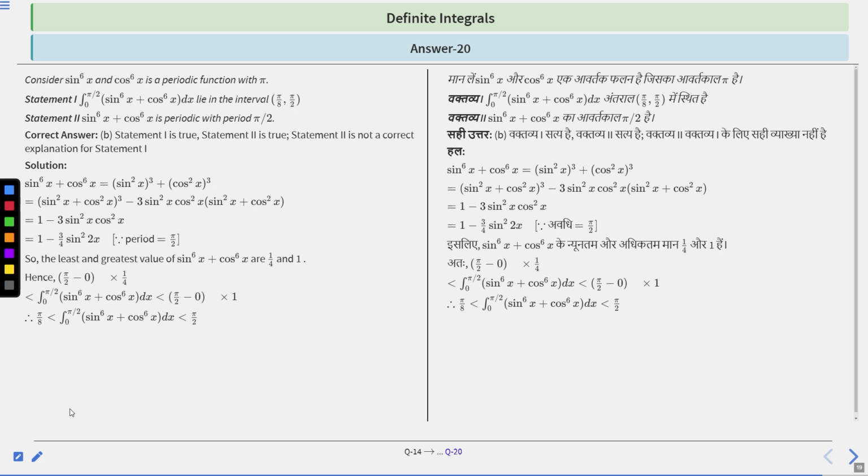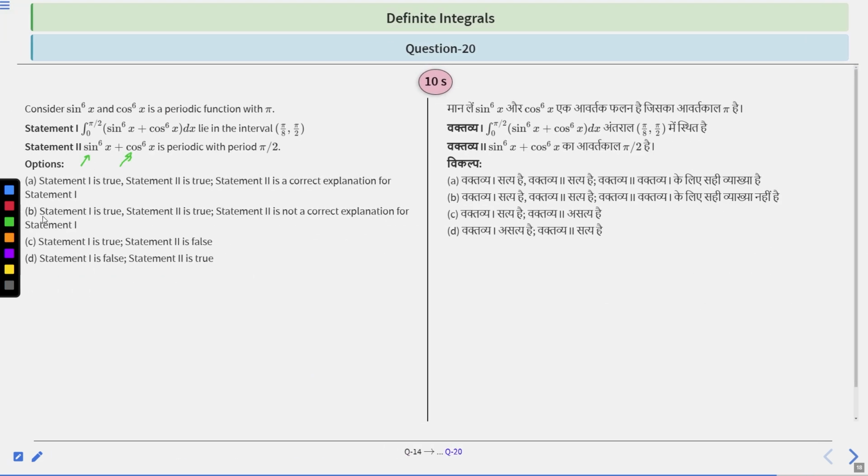Got it? So statement 1 is correct, statement 2 is correct. But statement 2 is not the correct explanation of statement 1, because we have not used statement 2 anywhere while solving statement 1, right? Therefore, I think option B is the right choice. Option B is the right choice. Got it?